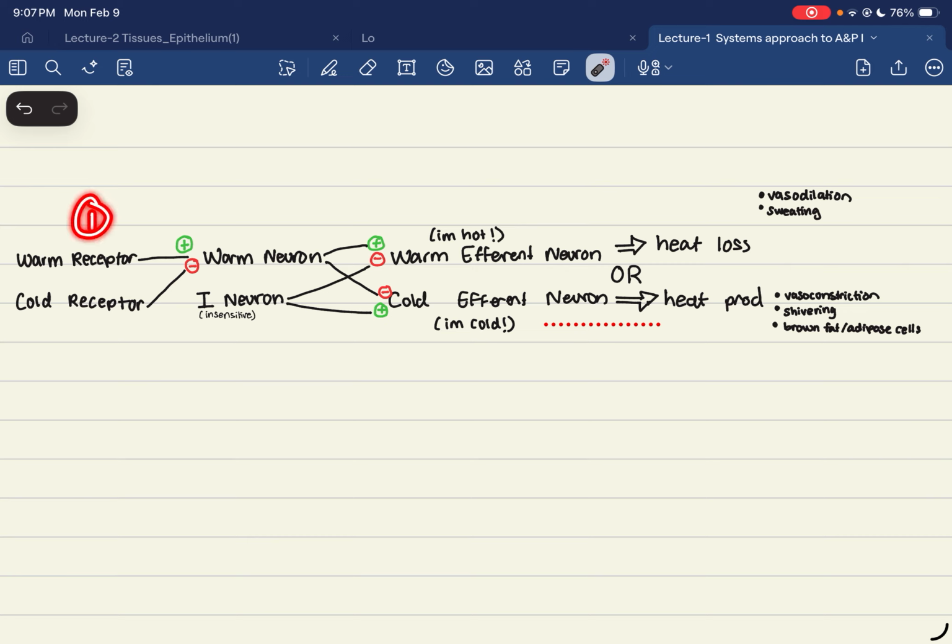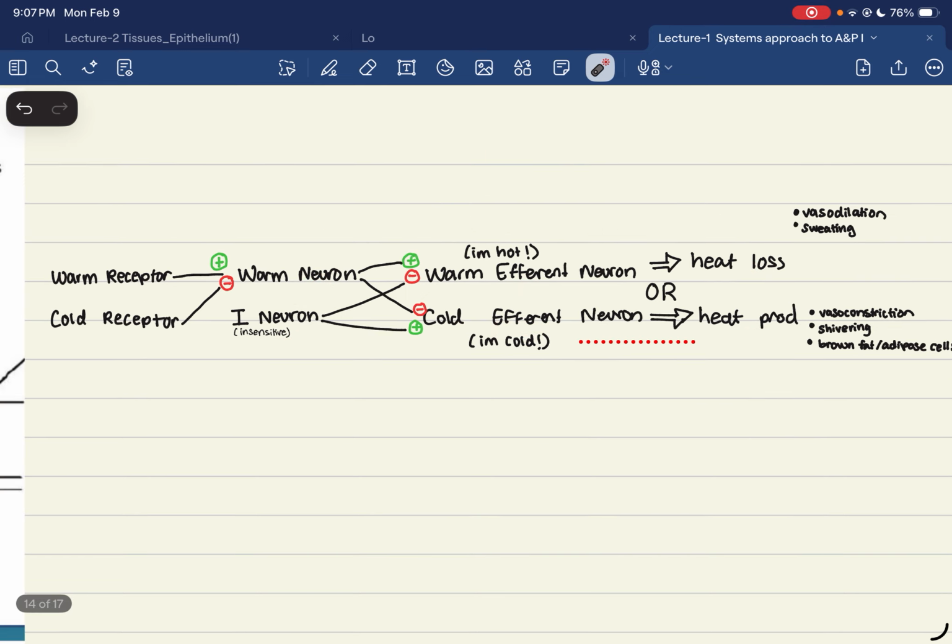You have your warm receptors. This basically takes in the temperature from the outside. And then you have a warm neuron and you have an insensitive neuron. And then number 3 is you have your effector neurons, and these are the ones that actually produce whatever effect.